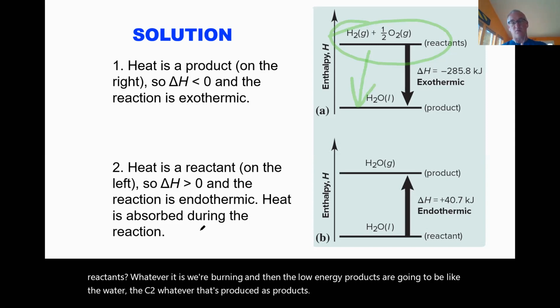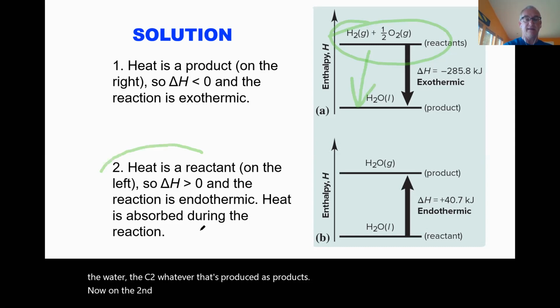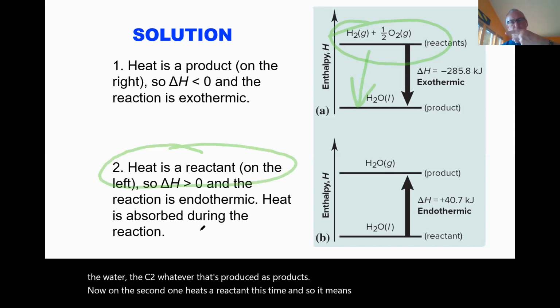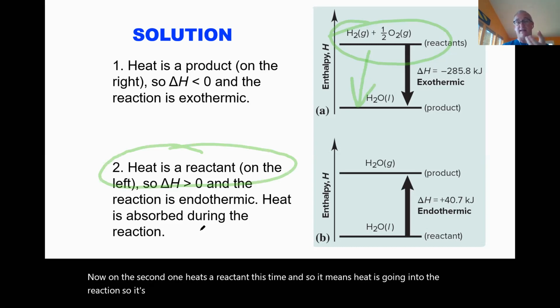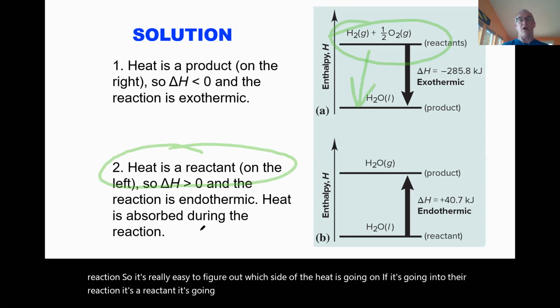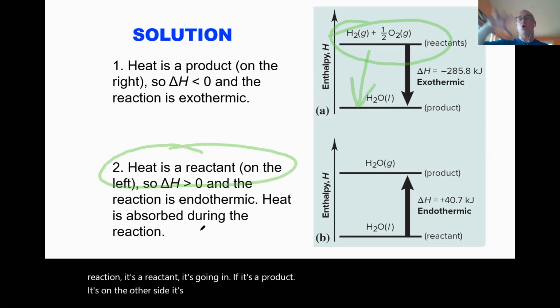Now on the second one, heat's a reactant this time. And so it means heat is going into the reaction. So it's real easy to figure out which side the heat is going on. If it's going into the reaction, it's a reactant, it's going in. If it's a product, it's on the other side, it's coming out, it's being produced.